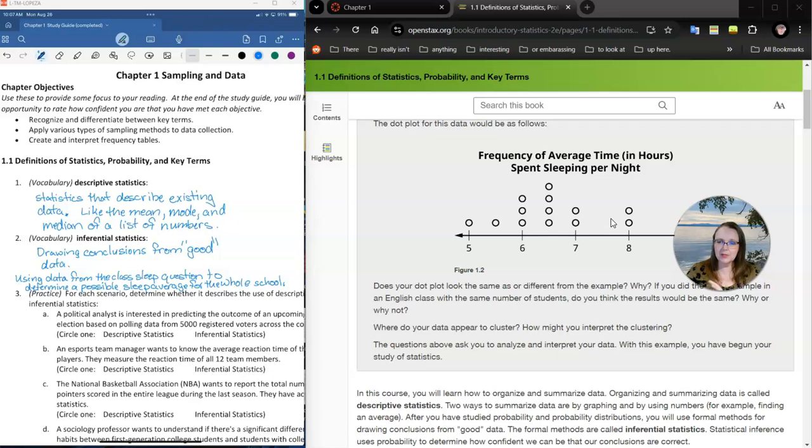Or I could ask a specific group. I could talk to student athletes and ask student athletes how much they sleep per night versus non-student athletes. And I could say things like, I predict based on the results of my survey of 100 student athletes and 100 non-student athletes that student athletes sleep more than non-student athletes do, or student athletes sleep less than non-student athletes do. I don't know for sure because I haven't asked all of the student athletes in the world and all of the non-student athletes in the world how much they sleep.